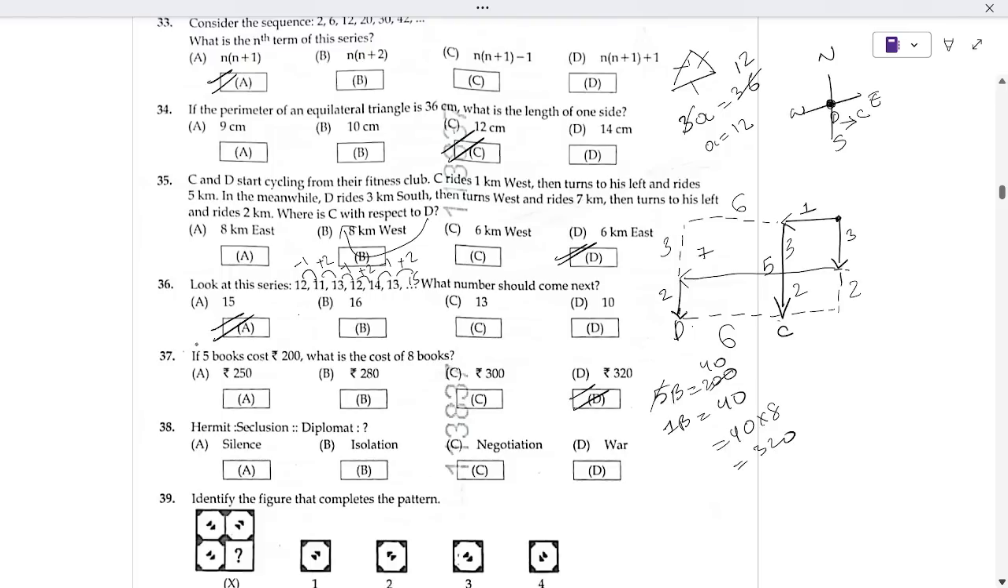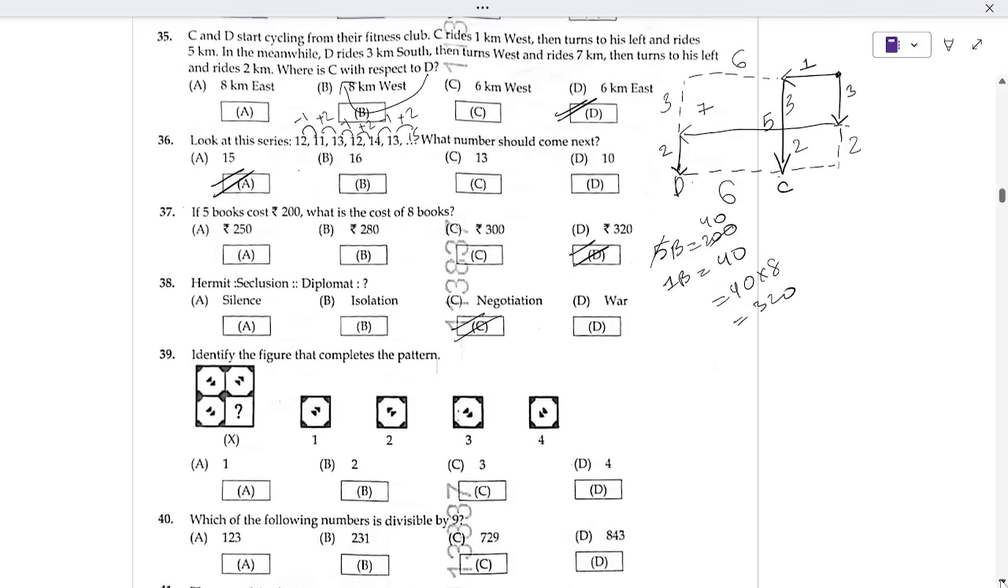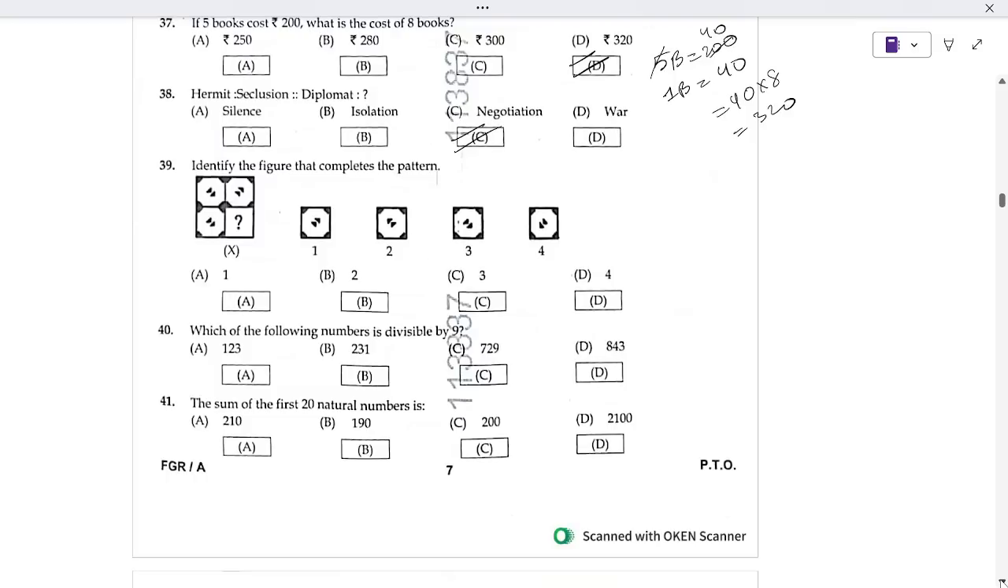Now next one, hermit. Alright, this one, diplomat. This will be negotiation. And the next one, question 39, again from the figures.